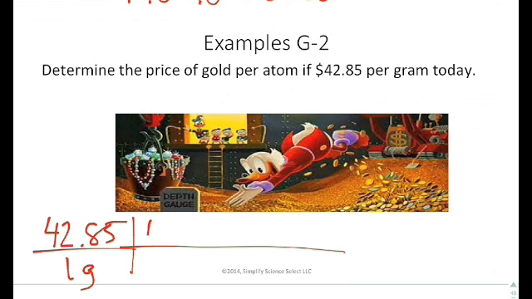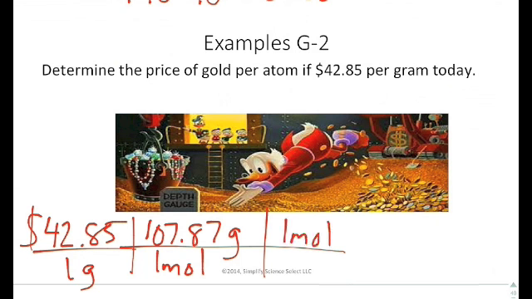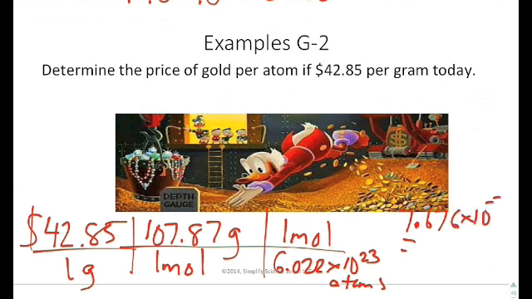We find gold in our periodic table, and we see that the atomic mass of gold is 107.87 grams for 1 mole. If I were to stop right there, that would give me the price per mole of gold, but that's really not what I want to do. I want to go all the way from moles to atoms. So you'd say 1 mole is 6.022 times 10 to the 23rd atoms. And when you finish multiplying this out, you end up with a pretty ridiculous number, which is 7.676 times 10 to the minus 21st, and that's your price per atom.